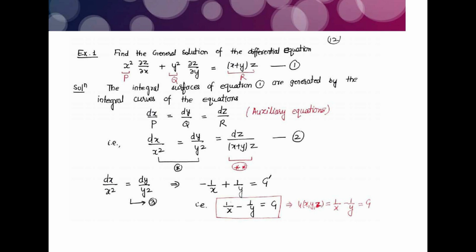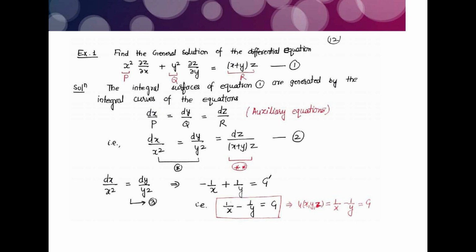So if I just consider the first two terms given by a star, we have dx upon x square equal to dy upon y square. I can easily integrate this one, and I have minus 1 upon x plus 1 upon y equal to c1 dash, or you can simply say 1 by x minus 1 by y is equal to c1. So we have the first integral curve, that is u of x, y, z equal to 1 by x minus 1 by y. Now we have to find the second curve.